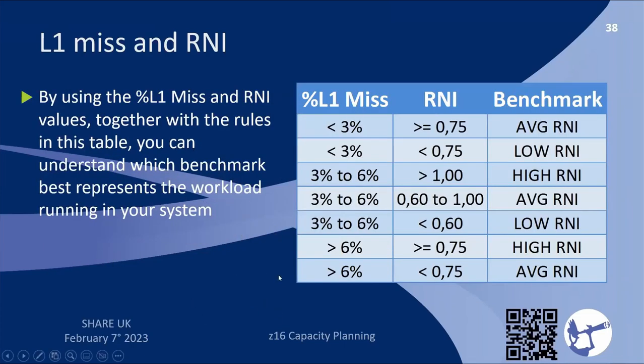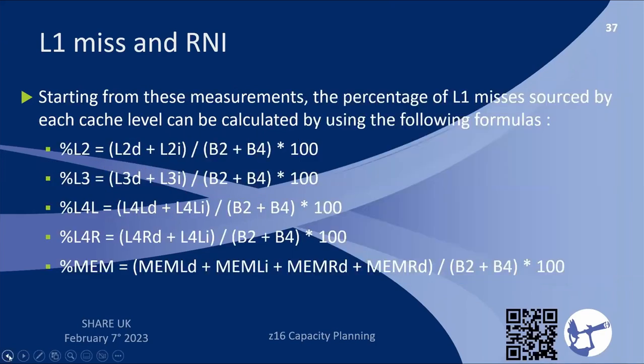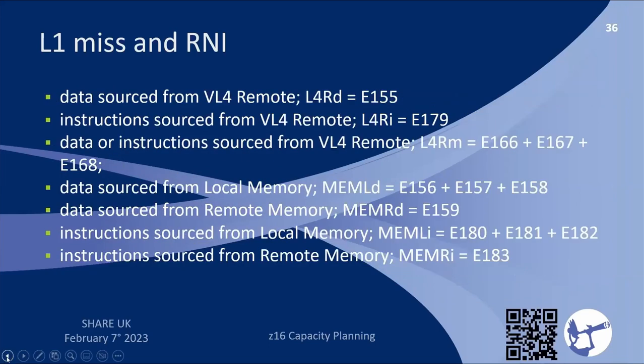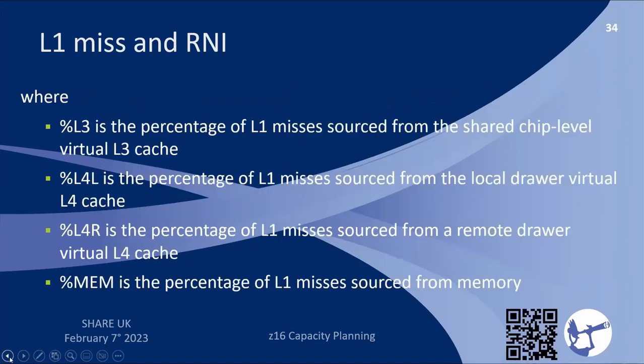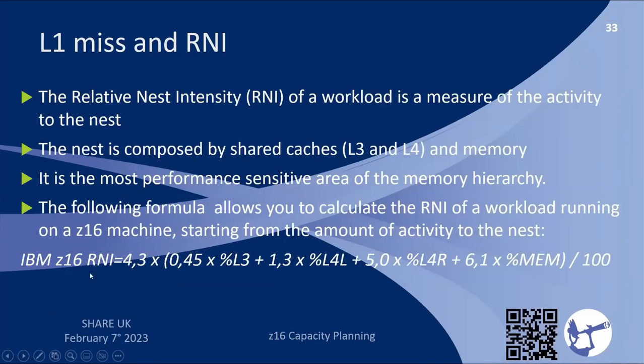And finally, you apply that to the previous formula that we saw, that is the one that you have to use when you are looking at the Z16 machine. So how do you calculate the RNI? You apply the formula. I will go back a few slides very quickly. So these are all the things that you have to calculate. And when you have them all on a piece of paper or in a spreadsheet, finally, you have to use the formula that is the last line of this slide.